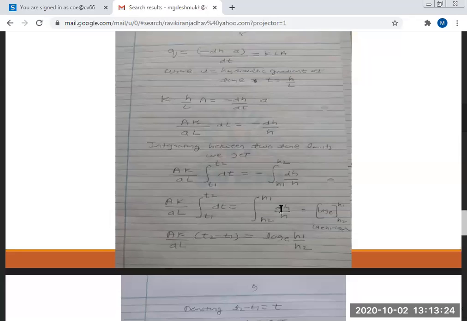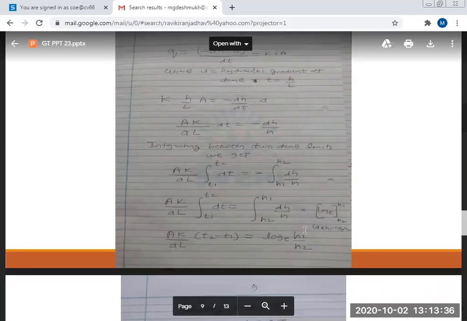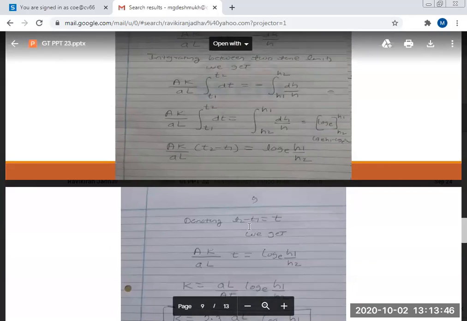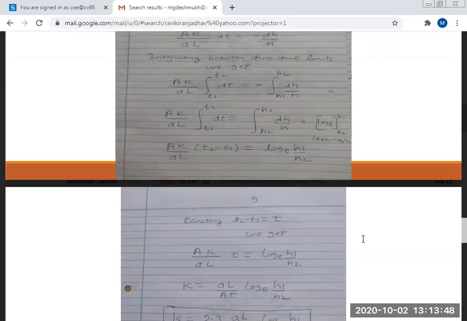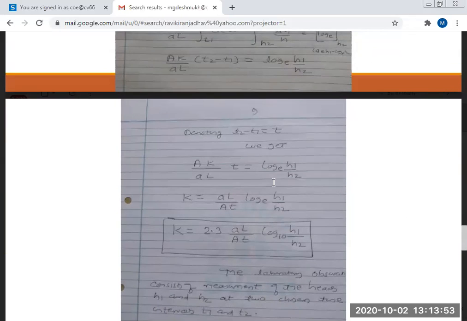Now 1 by h का इंटीग्रेशन log h बनता. एक बार अपर लिमिट सब्स्टिट्यूट करो h की जगह, एक बार लोअर लिमिट सब्स्टिट्यूट करो, you will get log h1 minus log h2. Log h1 minus log h2, that is log h1 by h2. So now aK/AL (t2 minus t1) is equal to log h1 by h2. So t2 minus t1, you take t, so we get aK/AL t is equal to log e h1 by h2, or k is equal to aL by At log e h1 by h2.